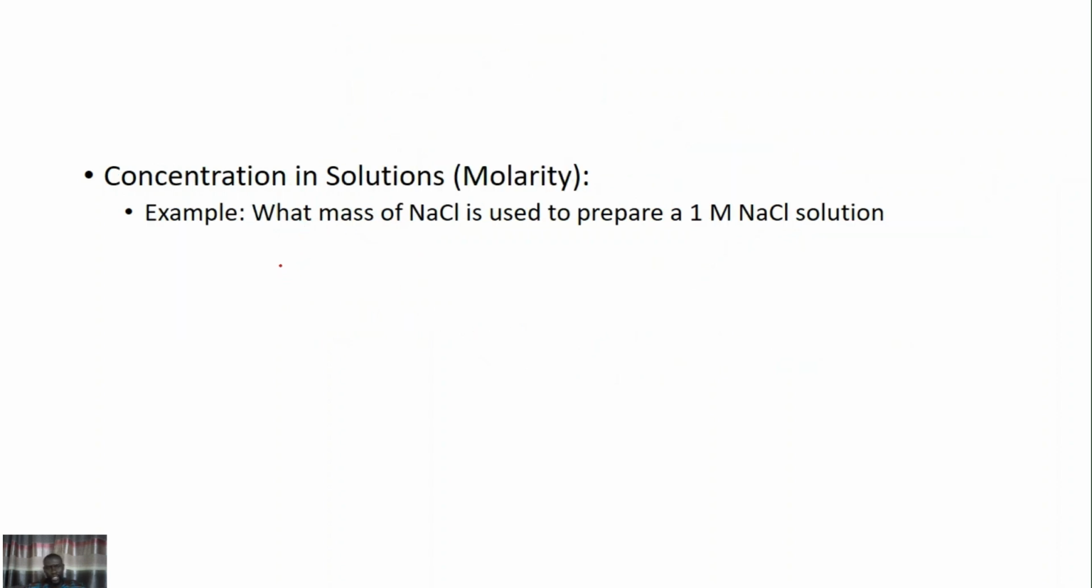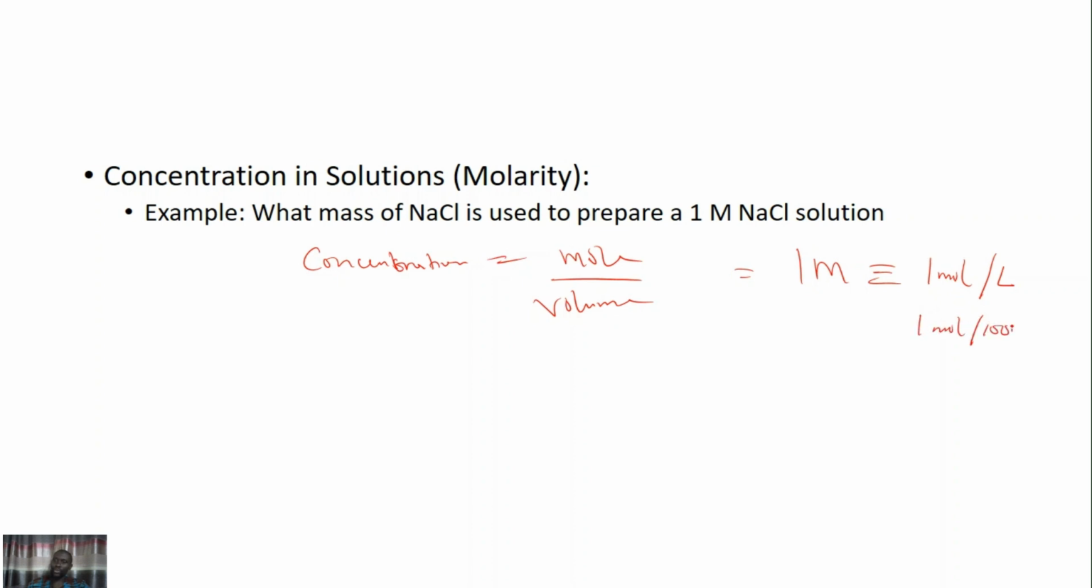We also use mole in calculation of the concentration in solution. Concentration is equal to mole over the volume of the substance, and this is expressed in molar. What 1 molar means is 1 mole per liter, and it can also be 1 mole per 1000 ml. Take note of this. Anywhere you see 1 molar, it means this.